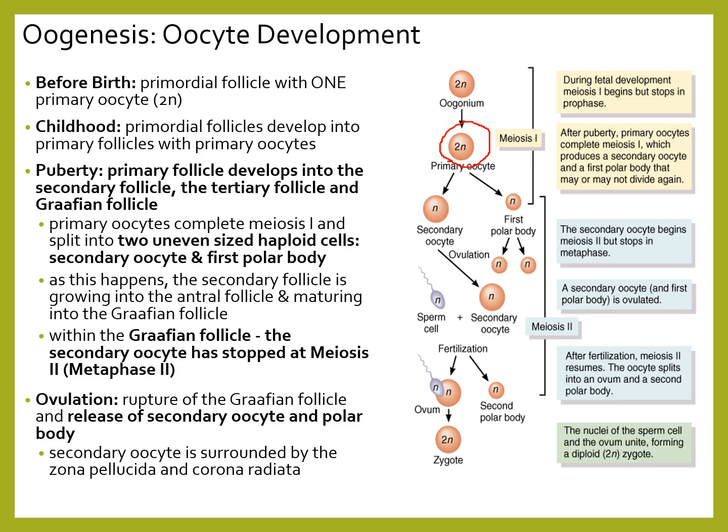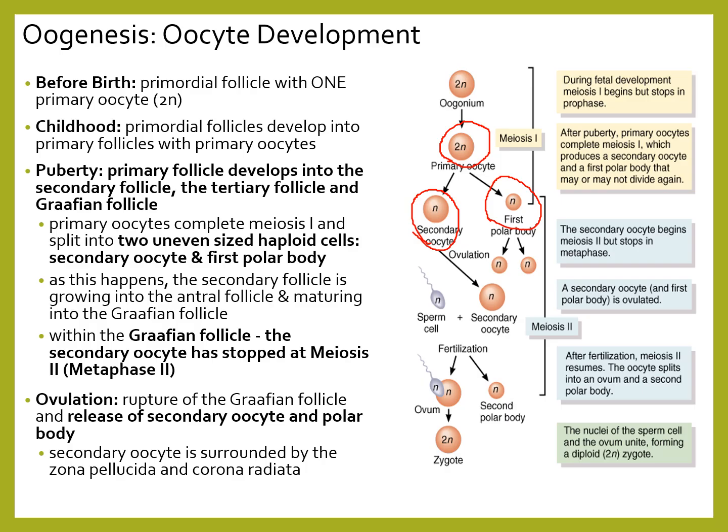The primary oocytes located in the primary follicle are now going to begin their developmental journey. The primary oocytes are going to complete meiosis 1. They're going to split into two uneven-sized haploid cells, a secondary oocyte and a smaller cell containing leftover chromosomes and cytoplasm called the polar body. Note, we call it the first polar body.